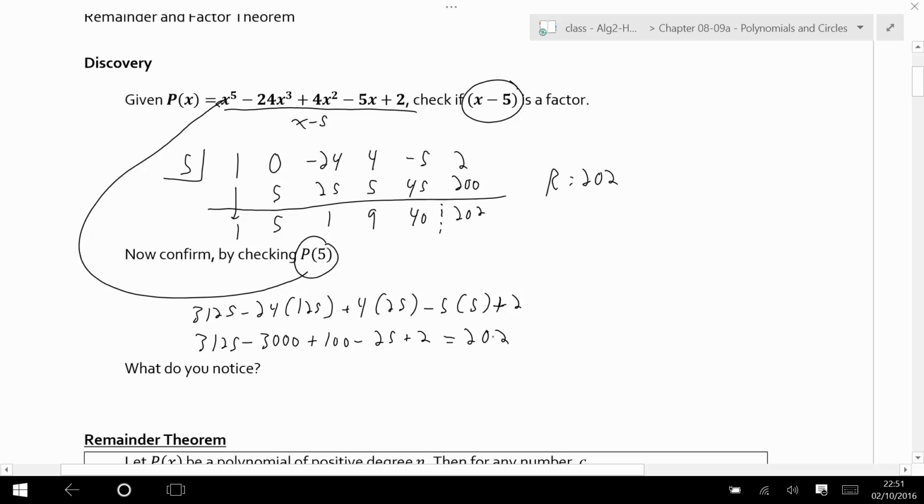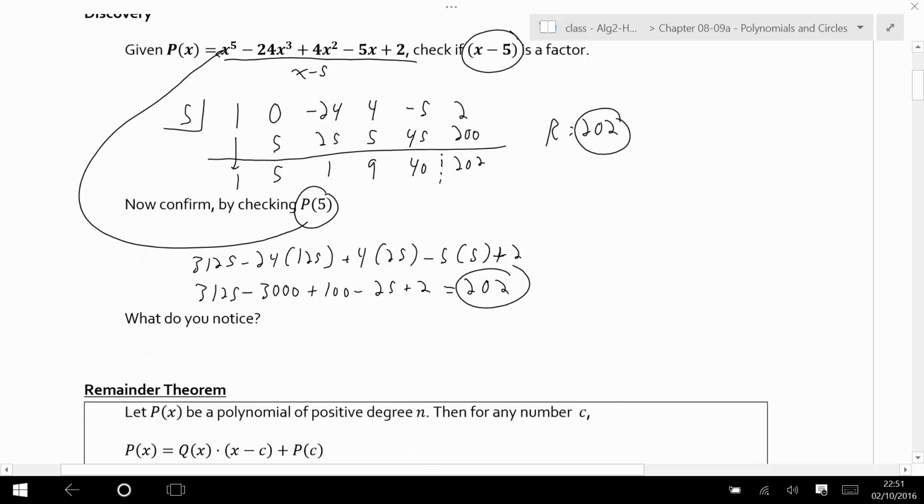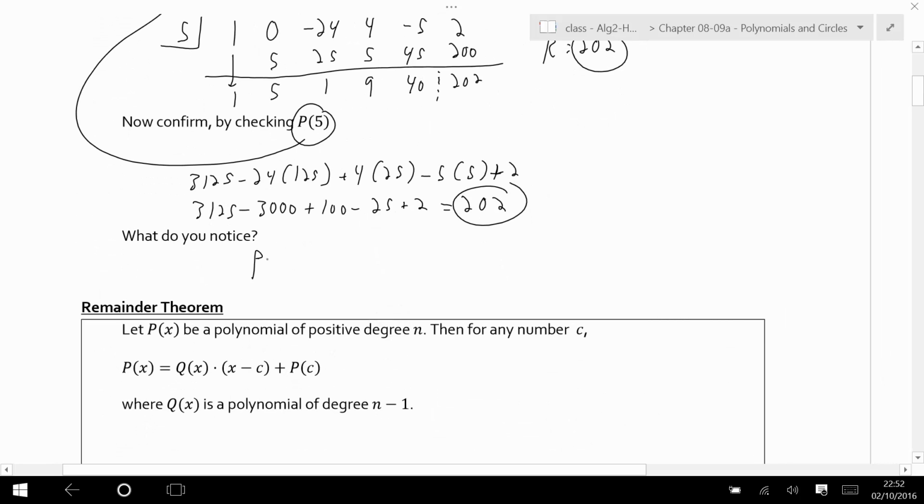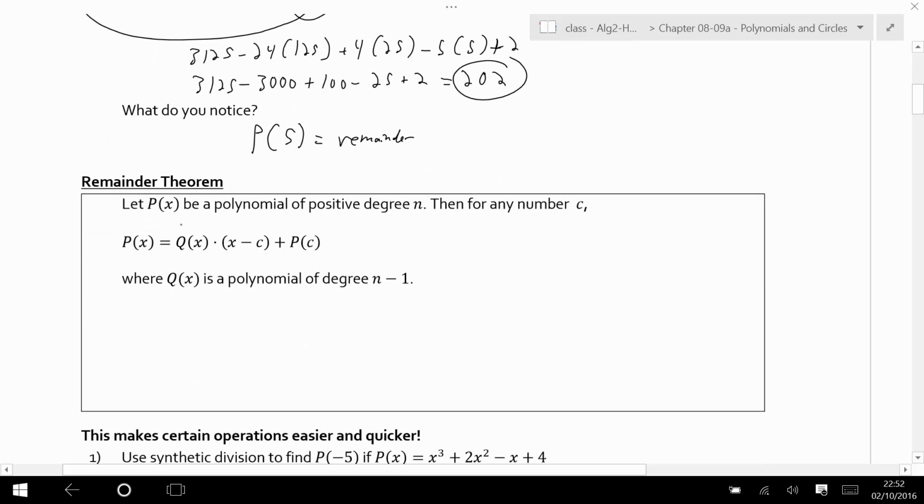What do you notice? We should notice that these are the same number. And if your mind's like, what does that mean? That's what this whole lesson's about. We notice that p of 5 is equal to the remainder when I divide by x minus 5. This is what the remainder theorem says.